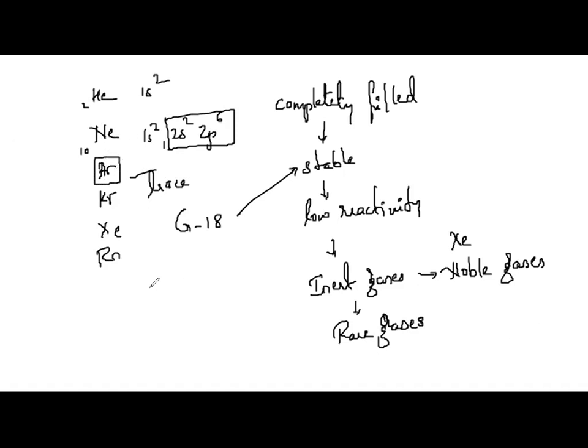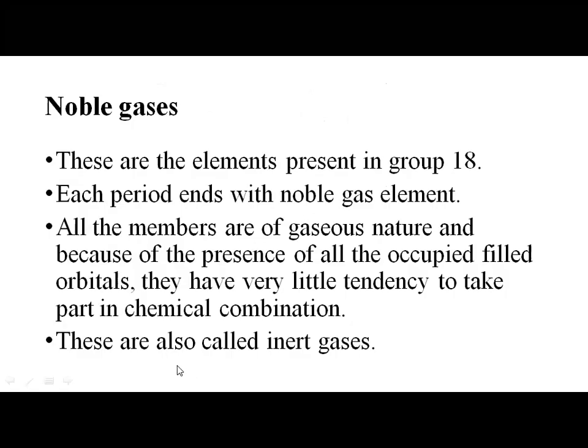They are also called zero group elements. Why they are called zero group elements, I'll be discussing in the next topic where we come across octet configuration. So these are also called inert gases.